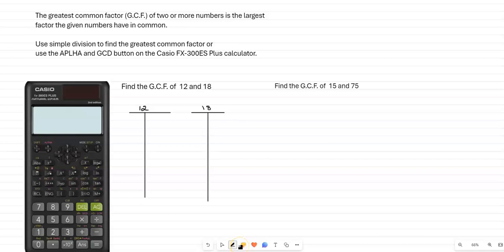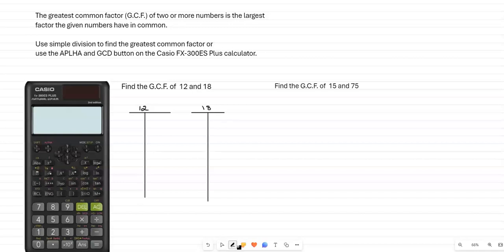The greatest common factor, the GCF of two or more numbers, is the largest factor that given numbers have in common. We'll be using GCF a lot with factoring polynomials, so students must master this concept first. So let's start by looking at how we find the GCF, just by using simple division.